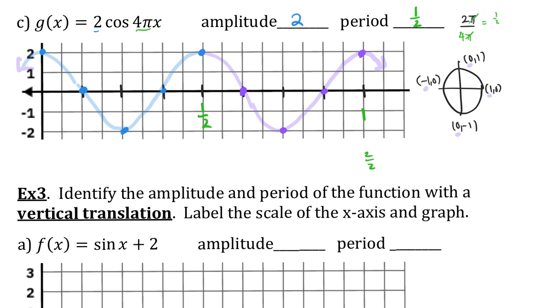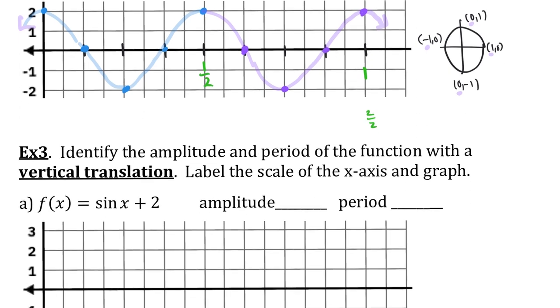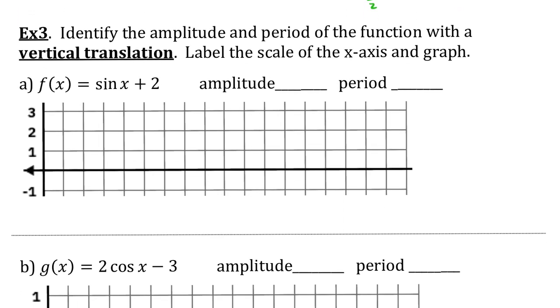Okay, example 3. Identify the amplitude and period of the function with a vertical translation. We're going to label the scale on the x-axis of the graph, okay? So we're going to add a vertical translation. Okay, let's just look at this. F of x equals sine of x plus 2. What's the vertical translation? It's right here. This is telling me it's going up 2.